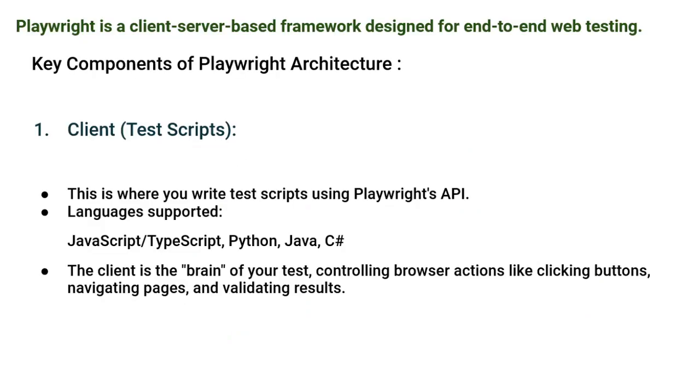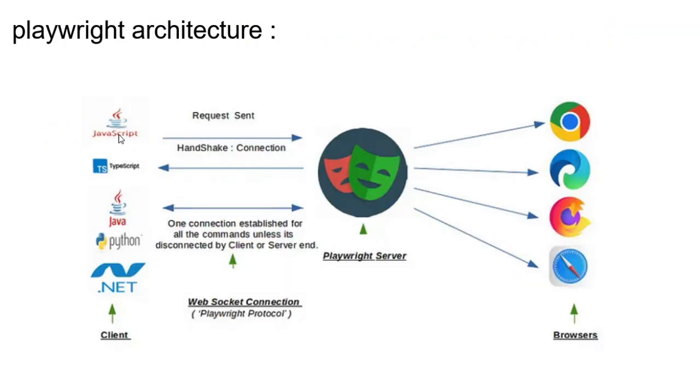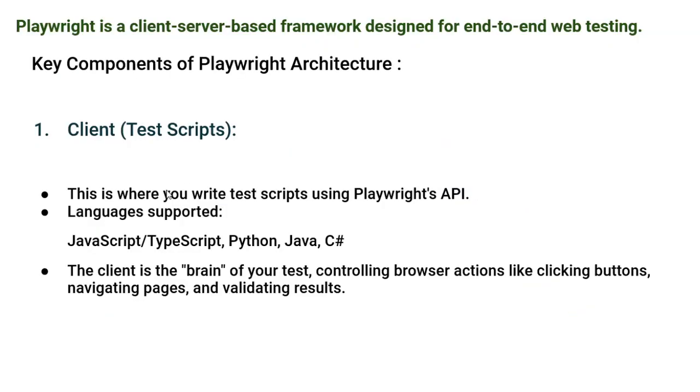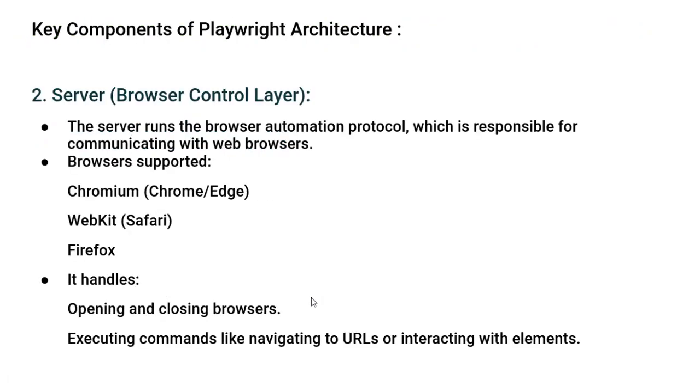Let me just go through the notes as well. Playwright is a client-server based framework designed for end-to-end web testing. Key components of Playwright architecture: first is the client. Client means the test script which we write in programming languages. This is where you write the test script using Playwright's API. Multiple languages are supported, like JavaScript, TypeScript, Python, Java, C#, etc. The client is the brain of your test, controlling browser actions like clicking buttons, navigating pages, validating results, etc.